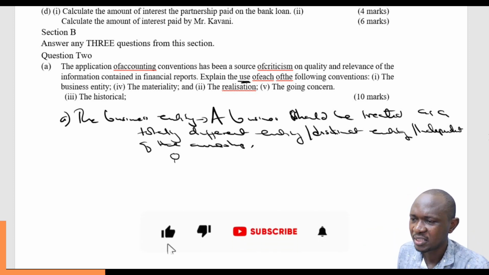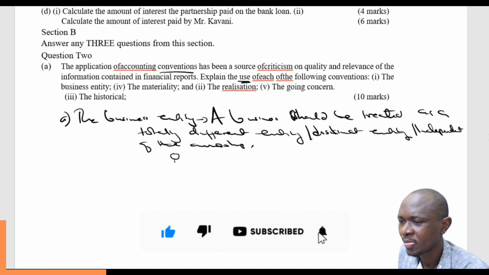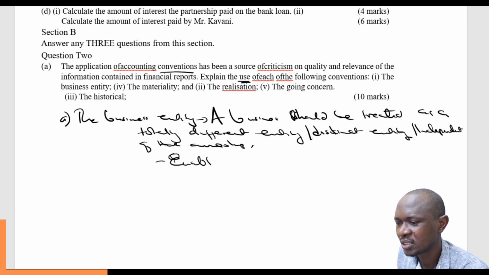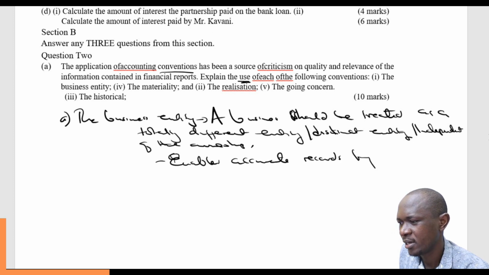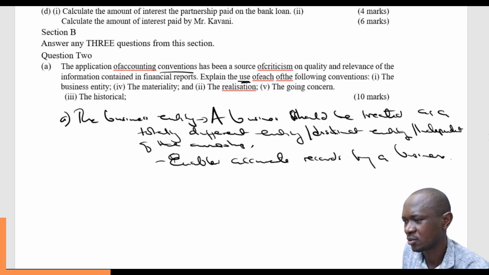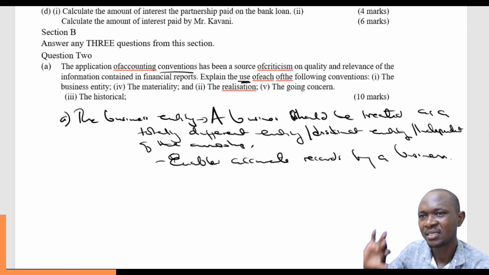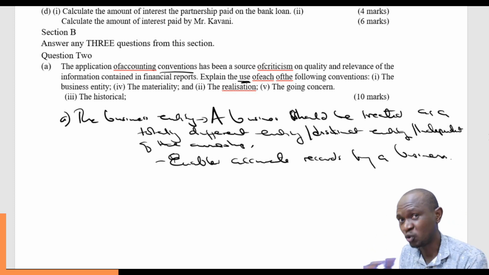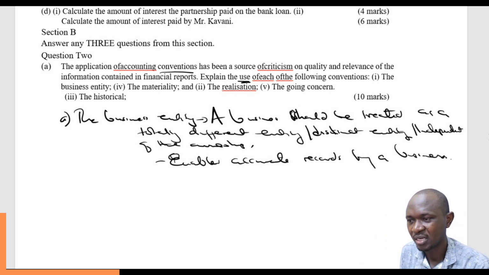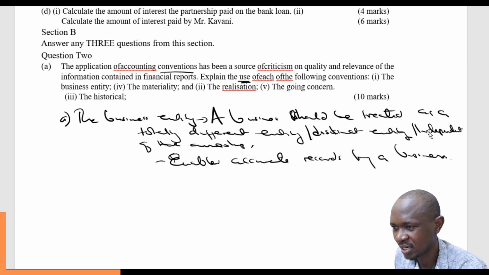So this business entity convention, as used here, basically enables accurate records by a business. And this is simply because we can clearly distinguish or differentiate between personal affairs, the ownership affairs, from the business affairs. And so everything that the business does remains with the business. Everything that involves the owner of the business remains with the owner of the business. But the two don't mix. The moment they mix, then we are likely to get inaccurate records.